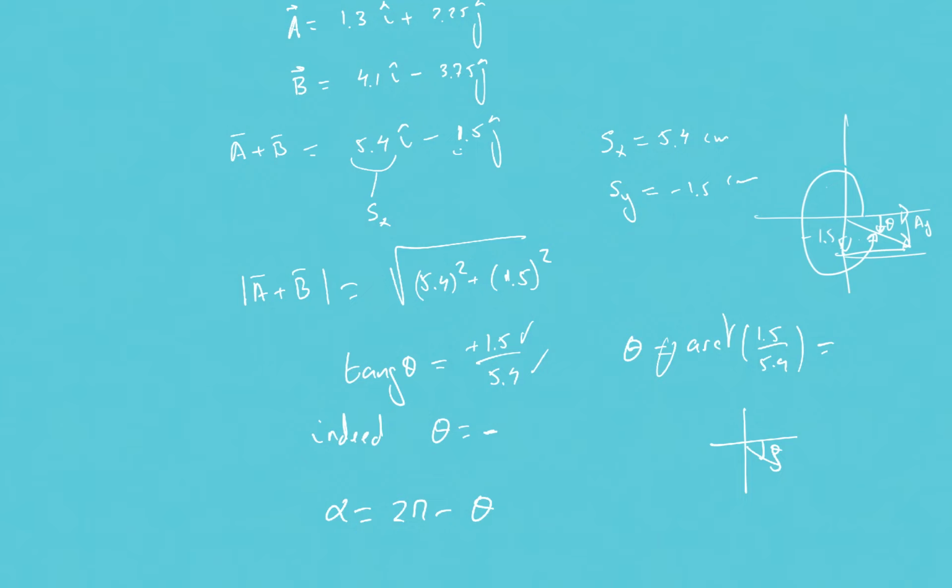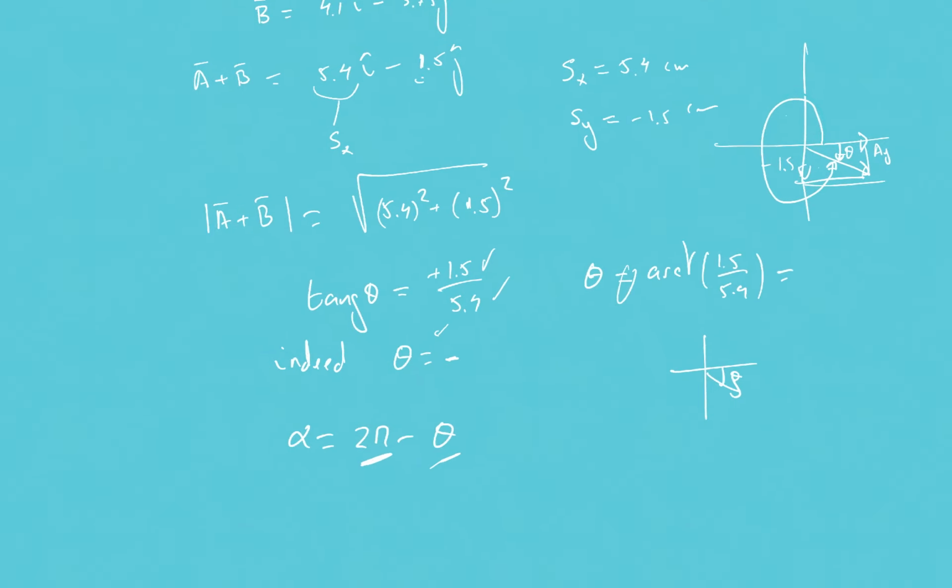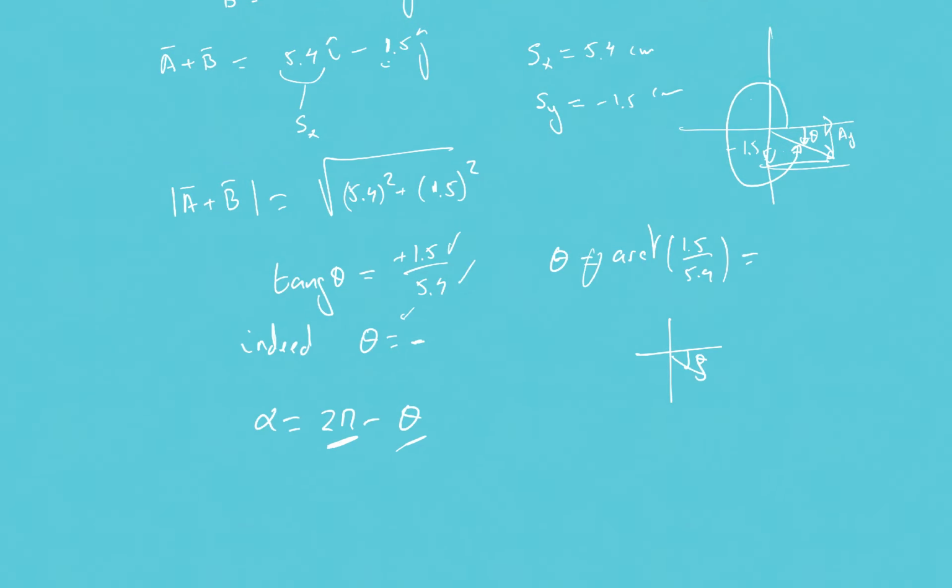So once you find theta, who is alpha? Alpha is 2 pi minus theta, because this theta is in radians, so you have to subtract from 2 pi. Now, if you want to convert this angle to degrees, it will be another step. Let's do it on my calculator. I take my calculator.